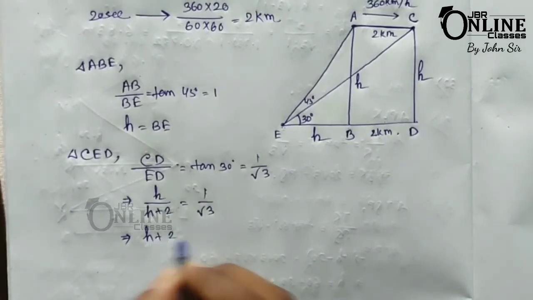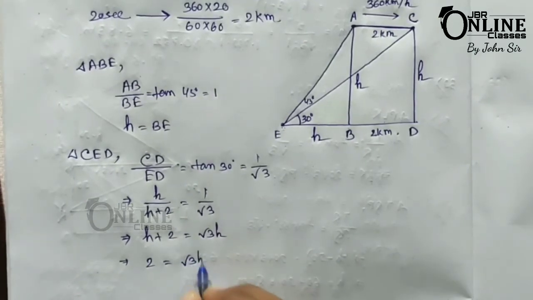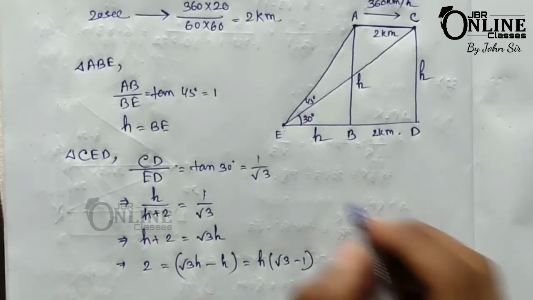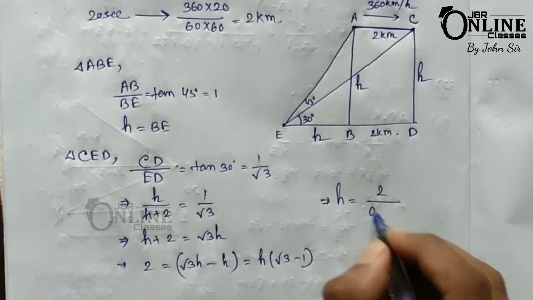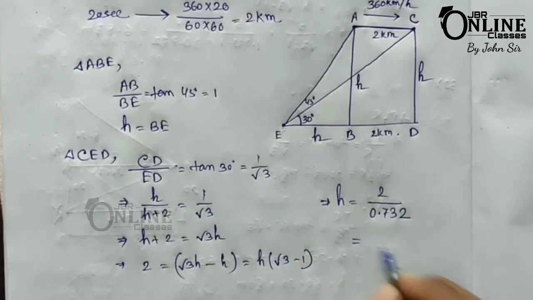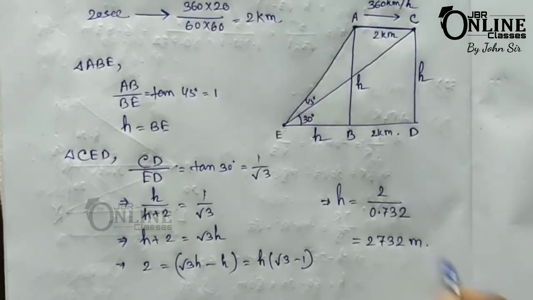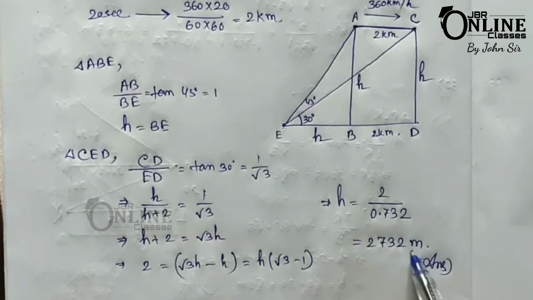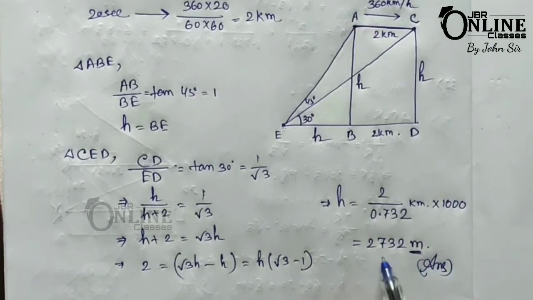So write down H by H plus 2 equals 1 by root 3. So finally H plus 2 equals root 3 H. So 2 equals root 3 H minus H, and that equals H times root 3 minus 1. So H equals 2 by root 3 minus 1, that means 2 by 0.732, so the final value is H equals 2.732 km. So it is not in kilometers, it should be in meters. Here it is in kilometers, so first convert it into meters by multiplying by 1000, and you will get 2732 meters as the final answer.